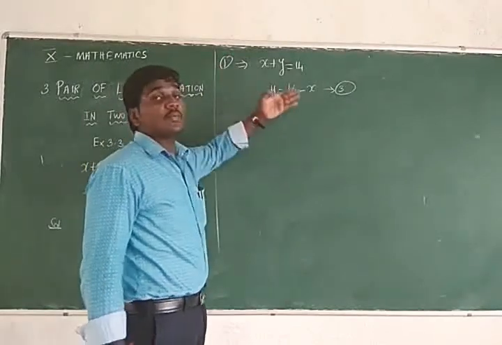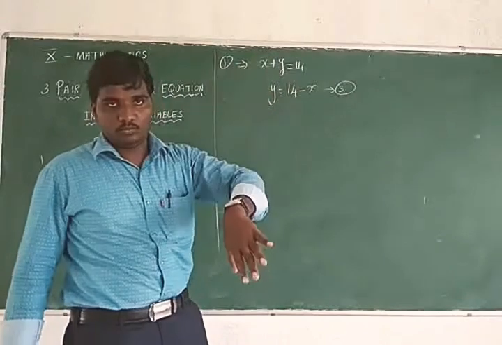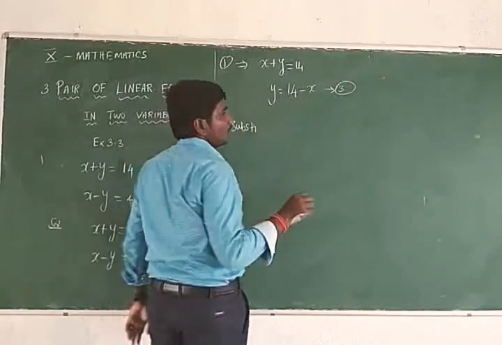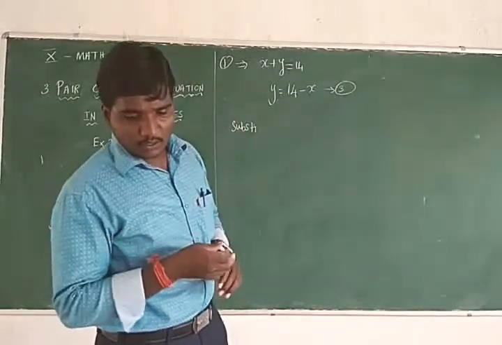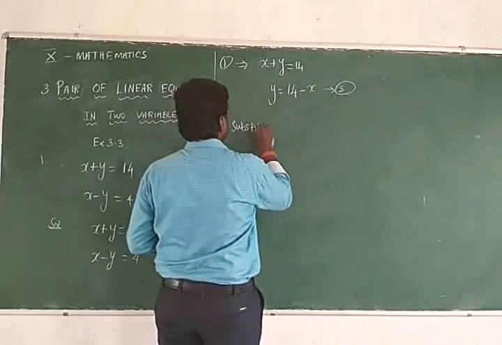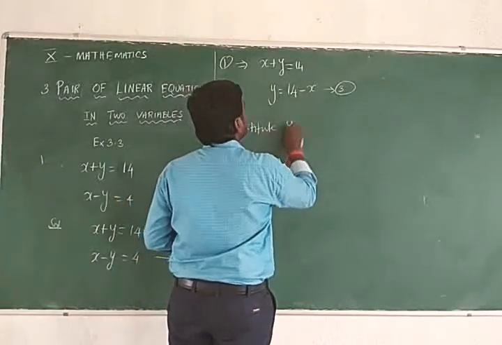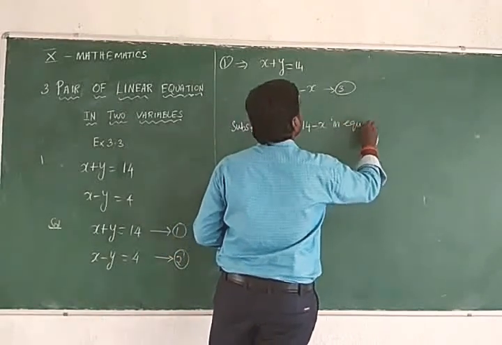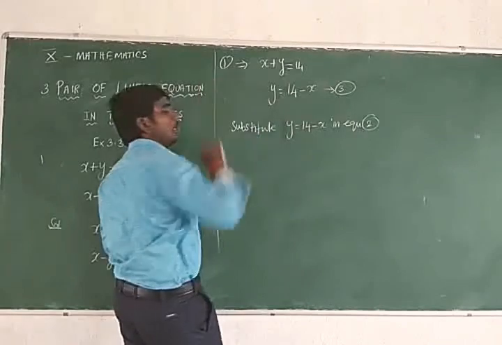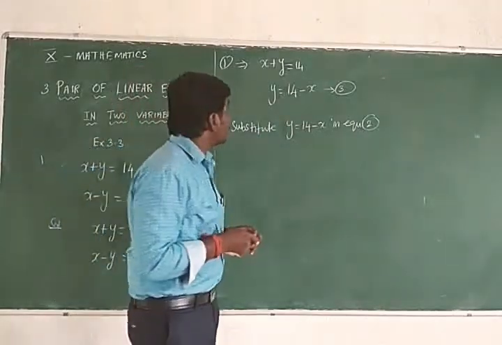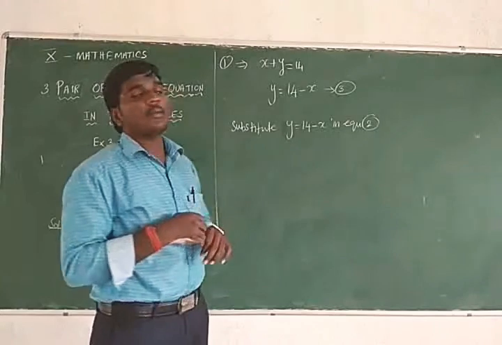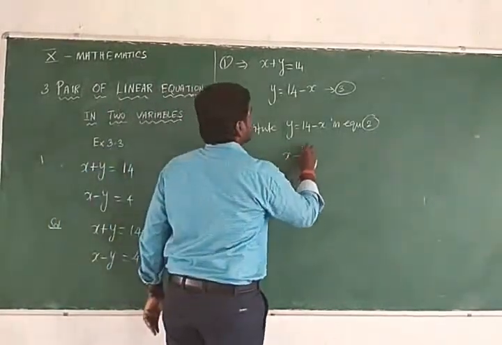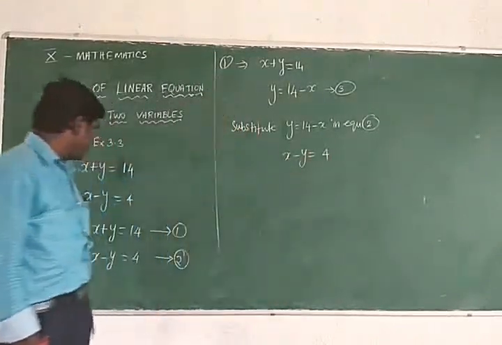Next, the y value is substituted in equation number 2. That is the substitution method. Substitute y is equal to 14 minus x in equation number 2, because this y value was found from equation number 1. What is the equation? X minus y is equal to 4. It is equation number 2.